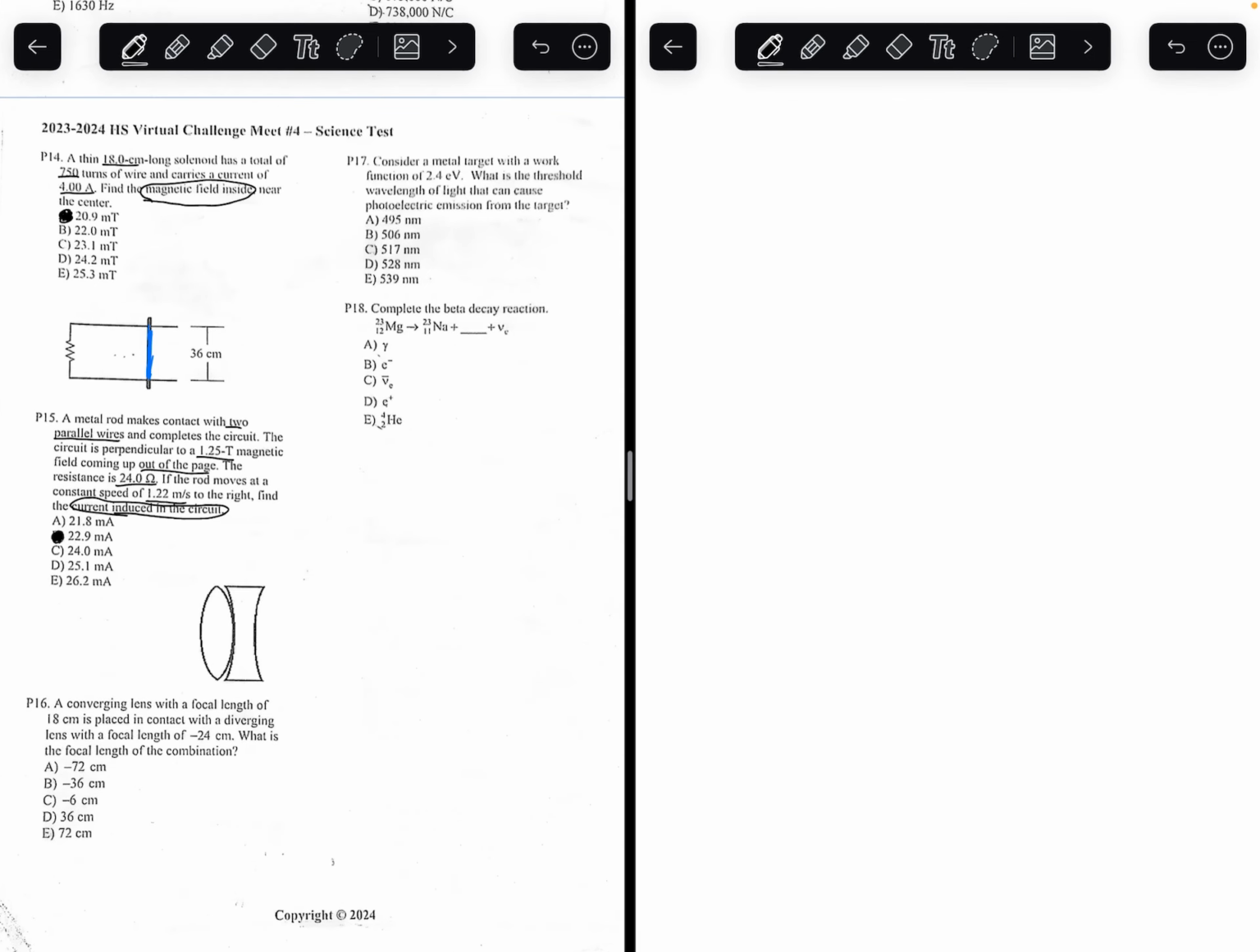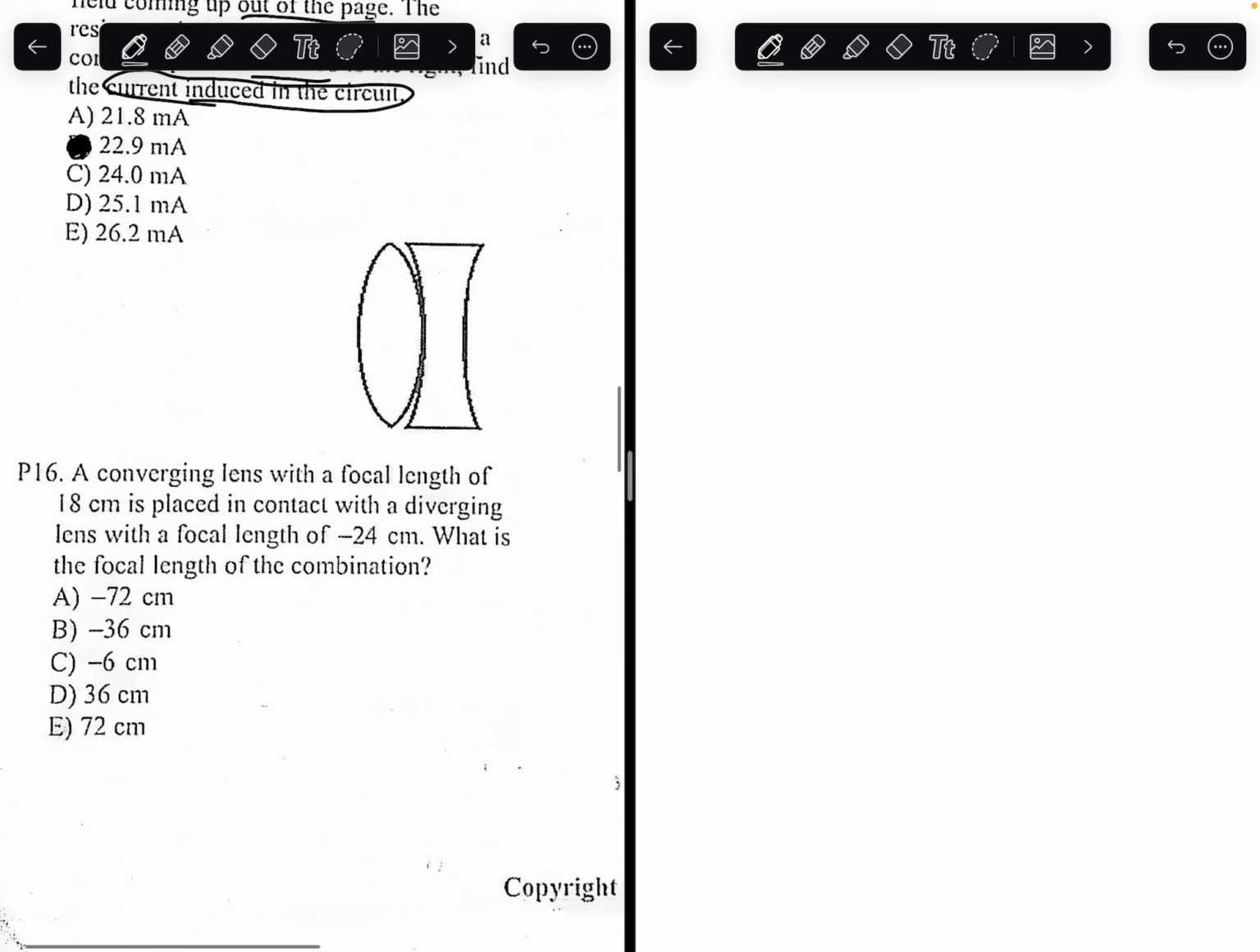Number 16. A converging lens with a focal length of 18 centimeters is placed in contact with a diverging lens with a focal length of 24 centimeters. What is the focal length of the combination? So if two lenses are placed right next to each other, and you want to find the combined focal length, the formula to find that would be 1 over the combined focal length equals 1 over the first focal length plus 1 over the second focal length.